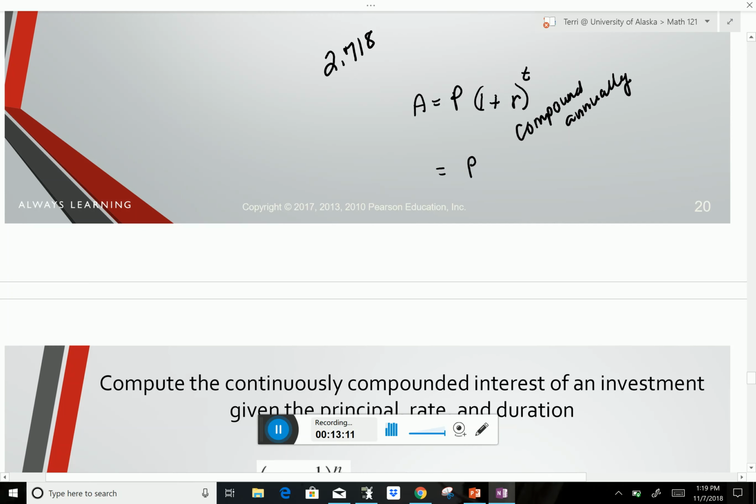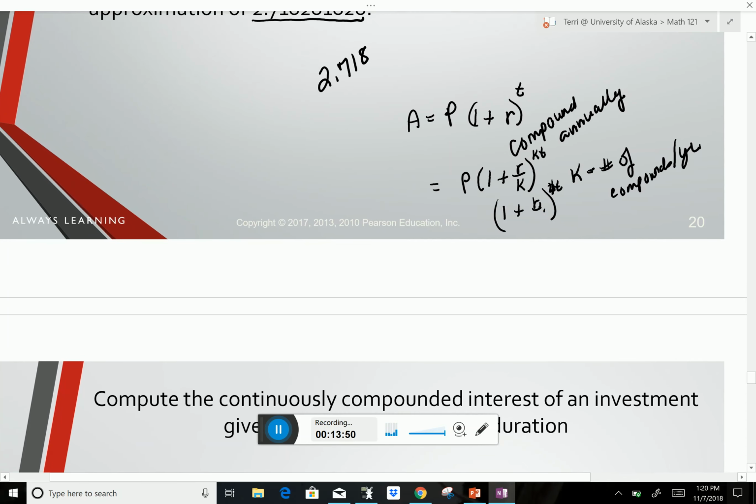But if we go 1 plus r over k, to the kt, where k is the number of compounds per year, then let's say I compound twice a year, so semi-annually, 1 plus r over 2 to the 2t, where t is the number of years. Or if I do quarterly, it's 4. Or if I do monthly, it's 12.